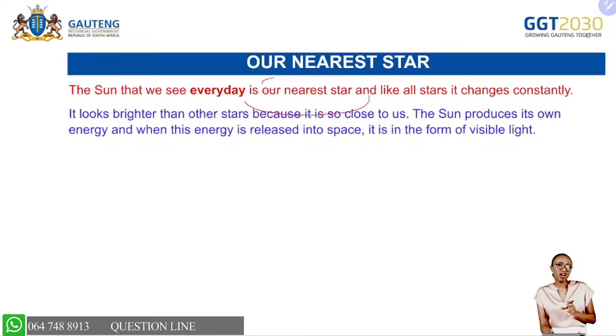We learned that the sun is a medium-sized star, but it looks very, very bright to us because of the distance we have between us and the sun, and the distance that exists between us, the Earth, and all the other stars. So the sun produces its own energy.